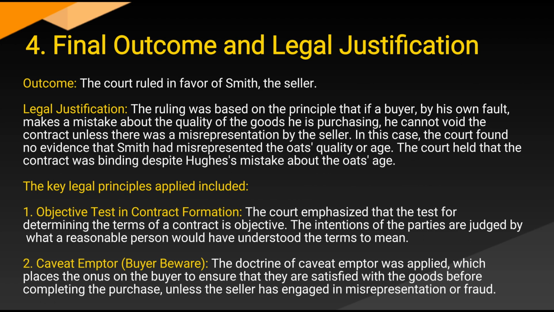Final outcome and legal justification. Outcome: the court ruled in favor of Smith, the seller. Legal justification: the ruling was based on the principle that if a buyer, by his own fault, makes a mistake about the quality of the goods he is purchasing, he cannot void the contract unless there was a misrepresentation by the seller. In this case, the court found no evidence that Smith had misrepresented the oats' quality or age. The court held that the contract was binding despite Hughes's mistake about the oats' age.